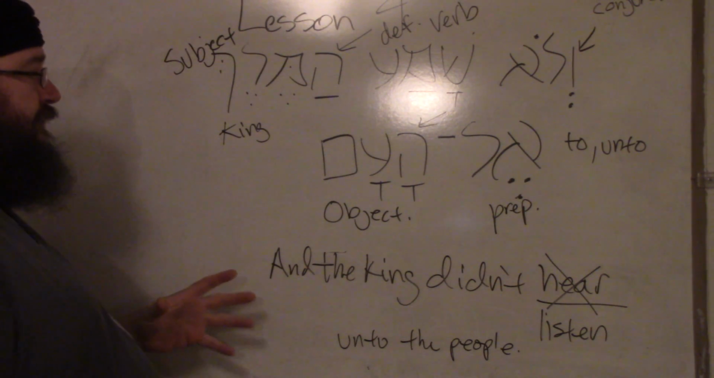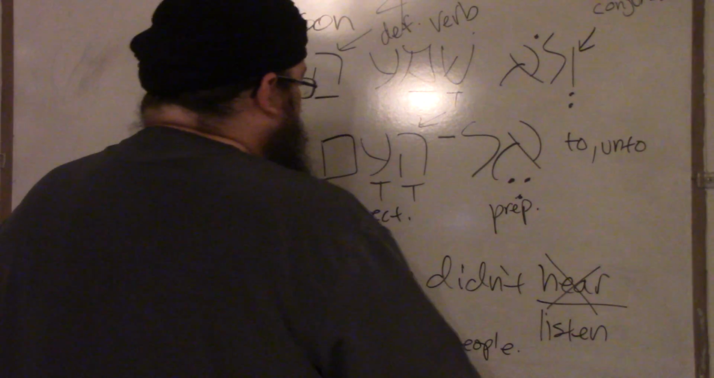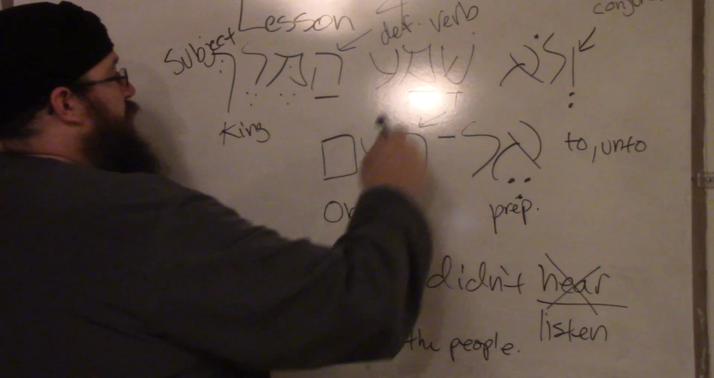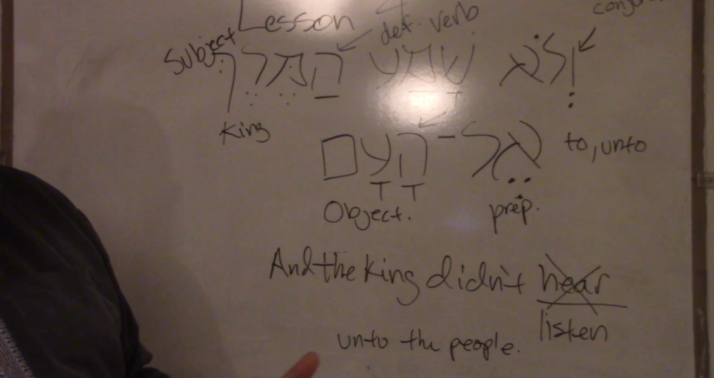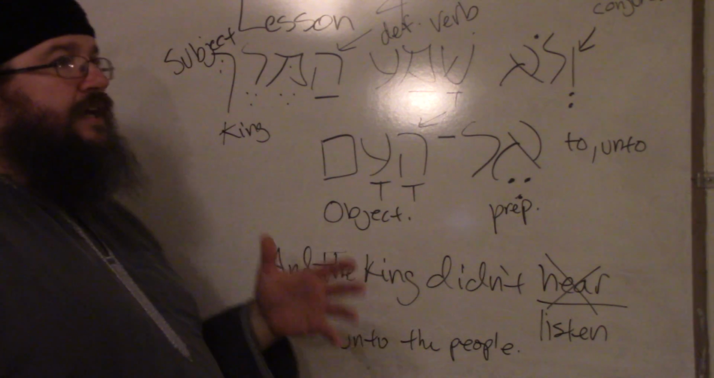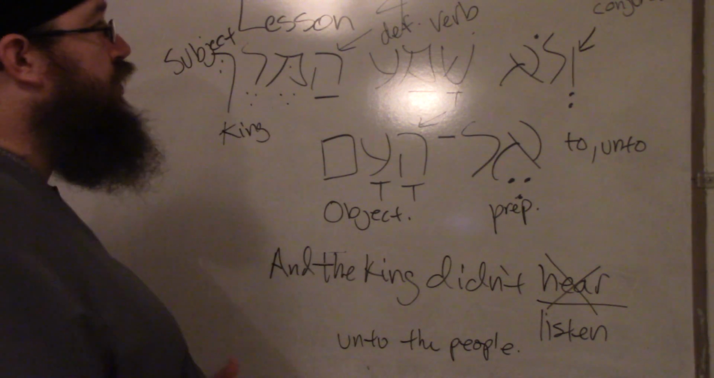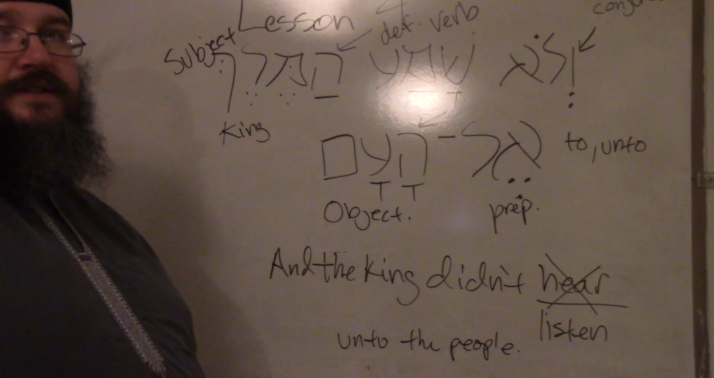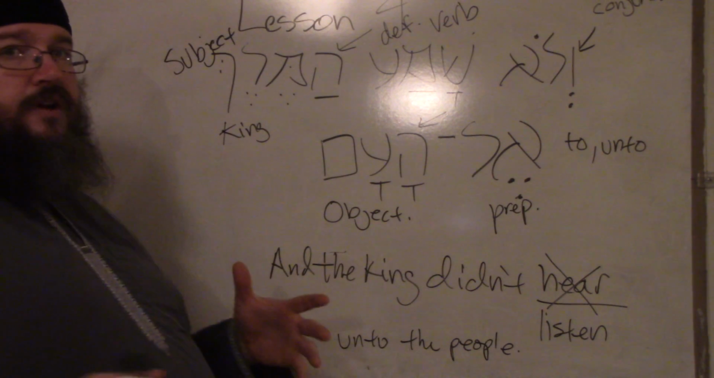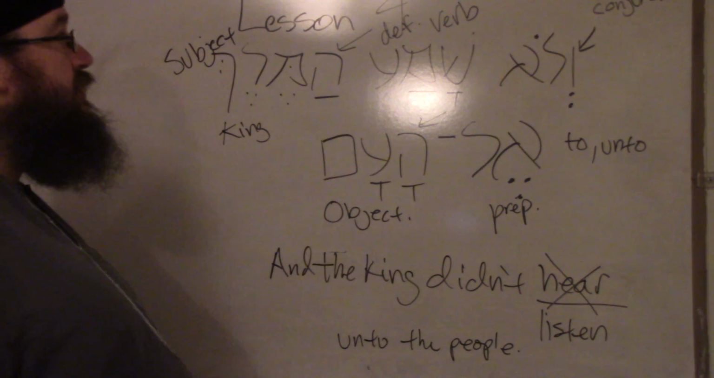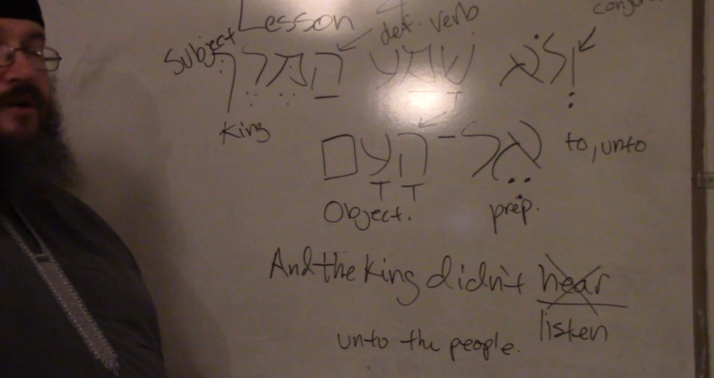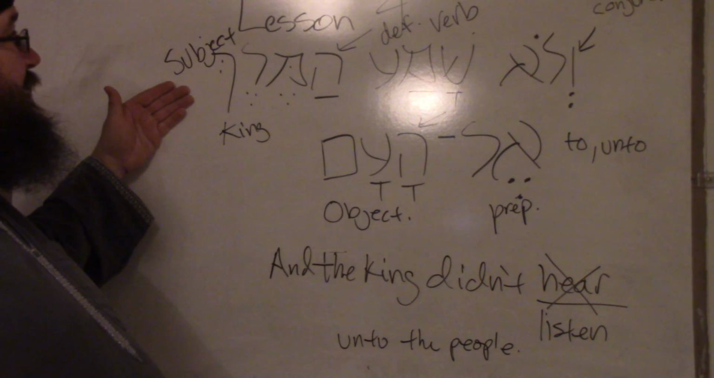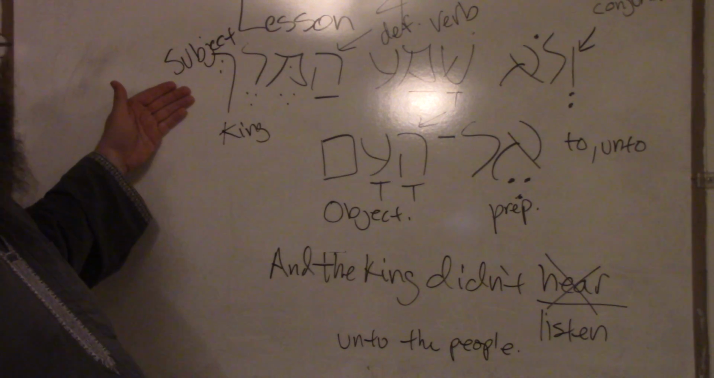So here we have to kind of flip the word order a bit, because here it's saying he didn't listen, but we have to say who. This is what we call a transitive verb. A transitive verb always requires a who didn't listen, okay? And there we're going to find an object is going to be placed after a transitive verb. So, Hamelech lo shema. The king didn't listen. He didn't listen to what?